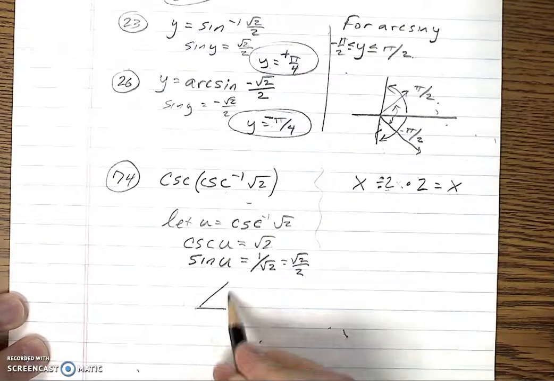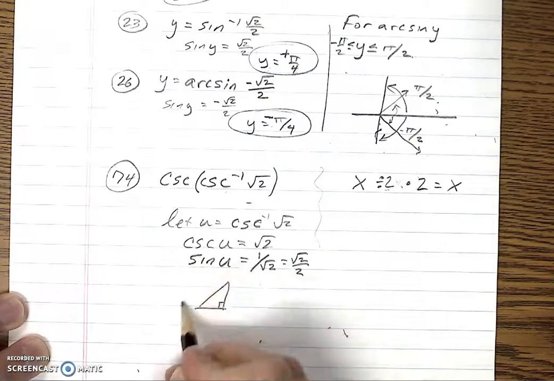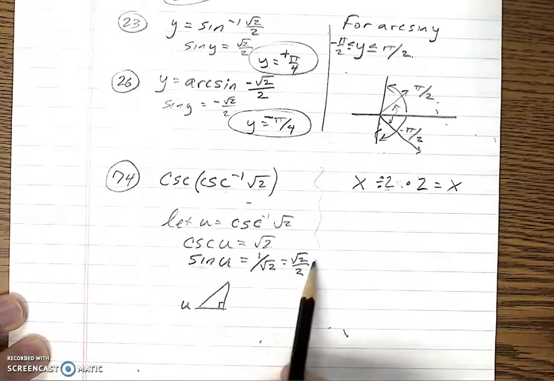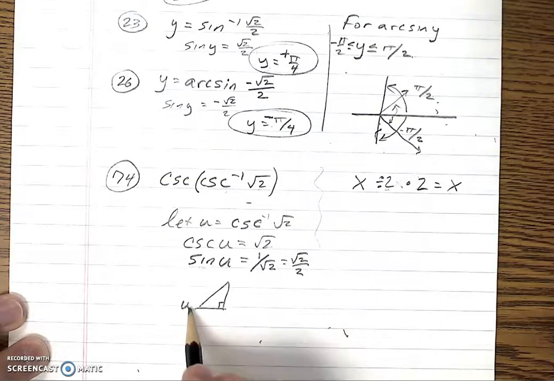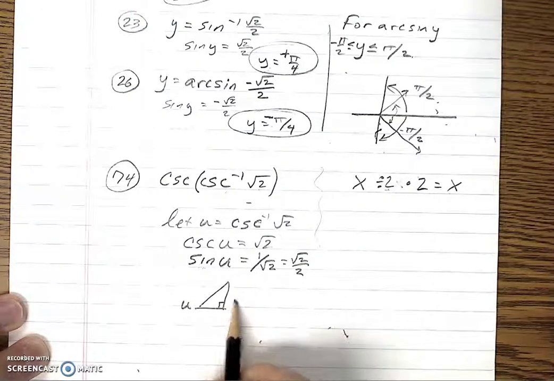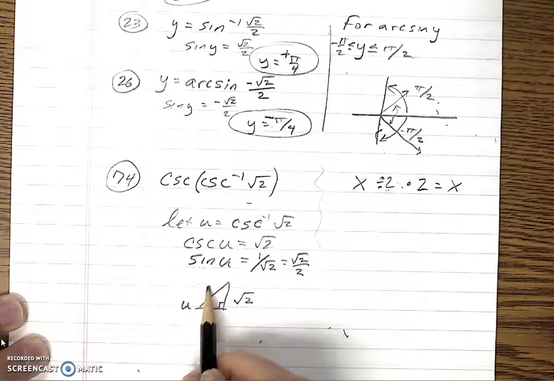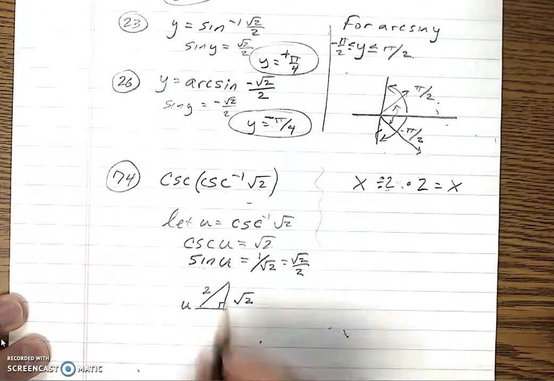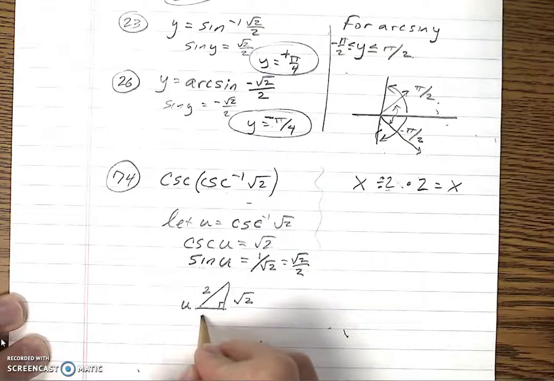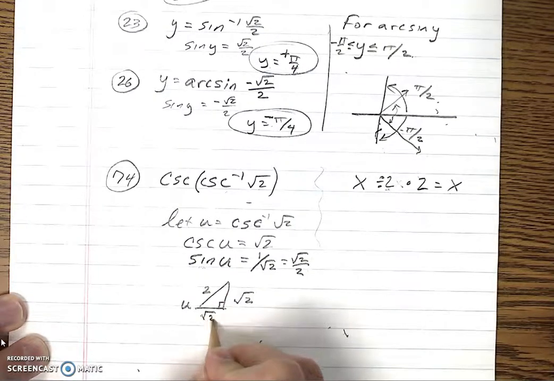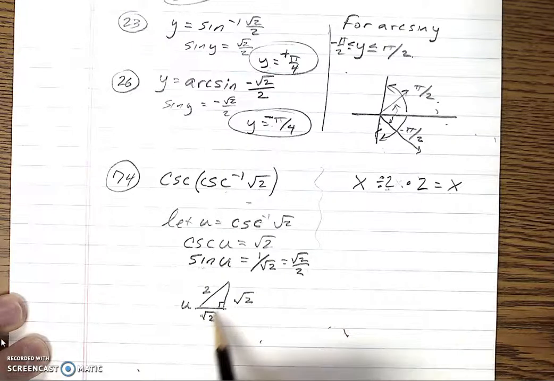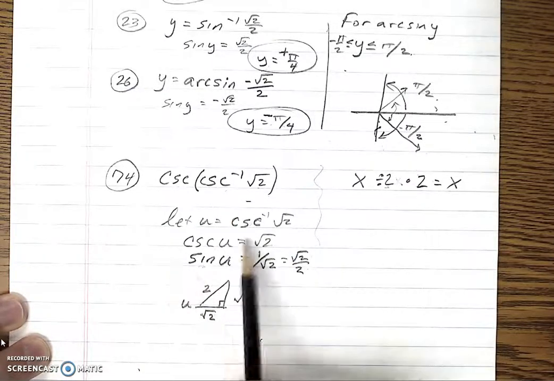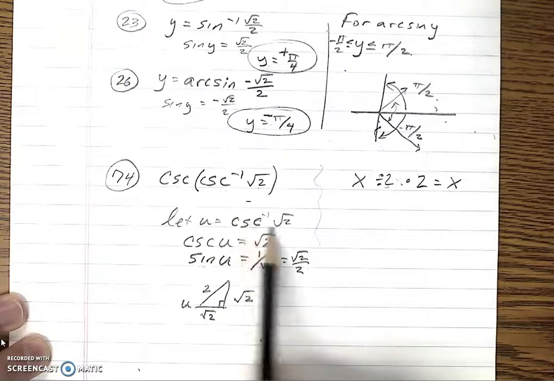And I can now draw a right triangle for my angle u. For sine, it's opposite over hypotenuse, so that tells me that the opposite side of u is the square root of 2, the hypotenuse is 2, and now we just need to find what this is. The Pythagorean theorem would tell you that that's the square root of 2. All right, and that is also true because of this idea of inverse.